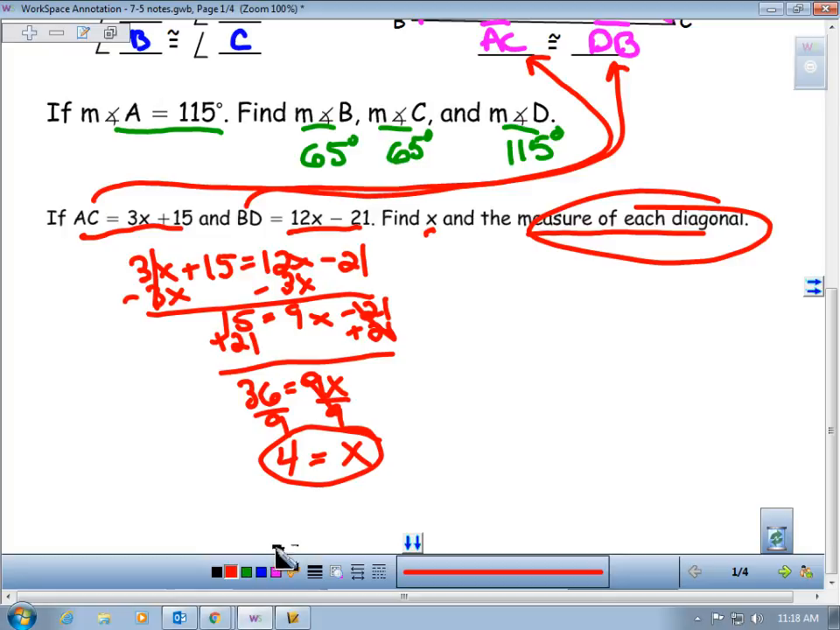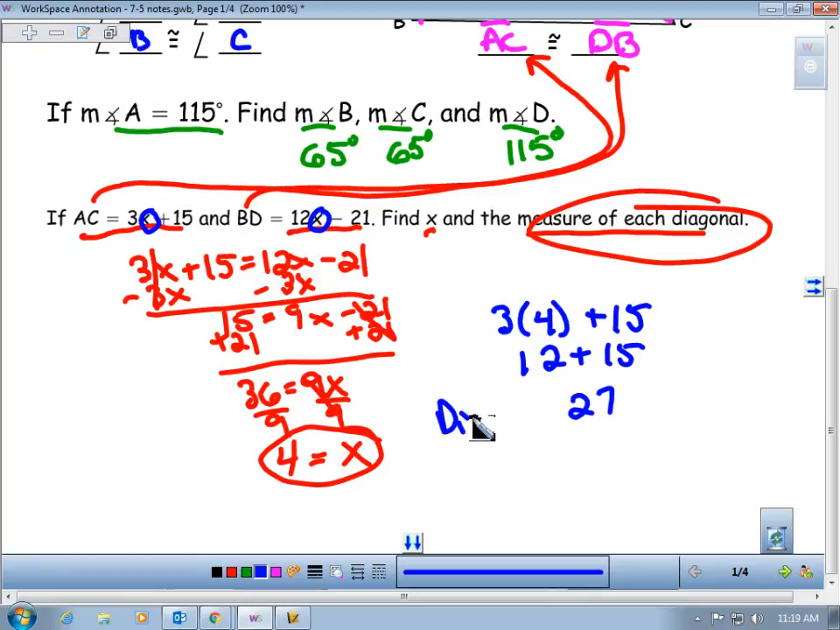How am I going to find the measure of each diagonal then? If I found x to be 4, how do I find the diagonals? Just plug them in, right? Does it matter which one where I plug it in? Nope. So let's do the first one. That's probably the easiest. 3 times 4 plus 15. That's 12 plus 15. So the diagonals are what here? 27. Should I get the same thing if I put x in for the other one? Yeah, I will. 12 times 4 is 48. 48 minus 21 is 27. Okay?